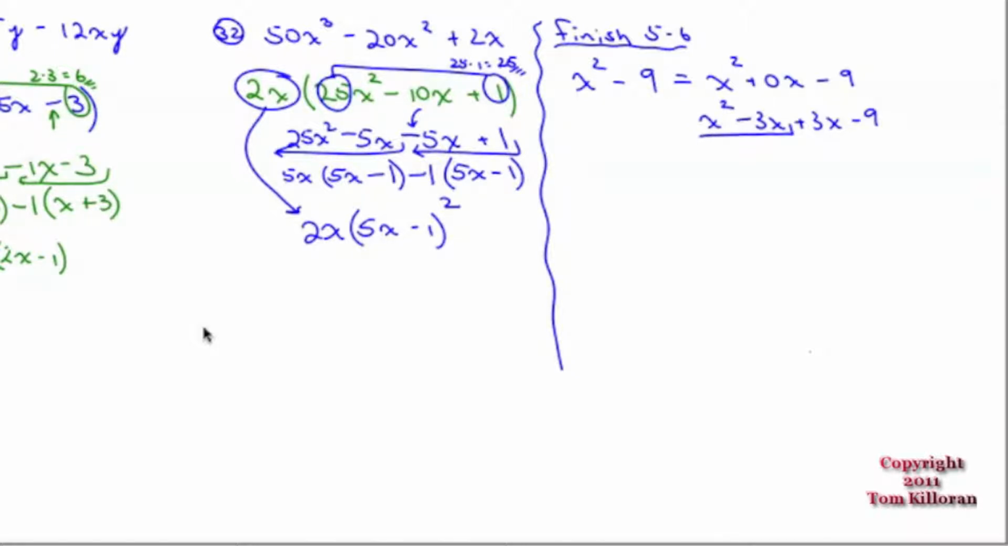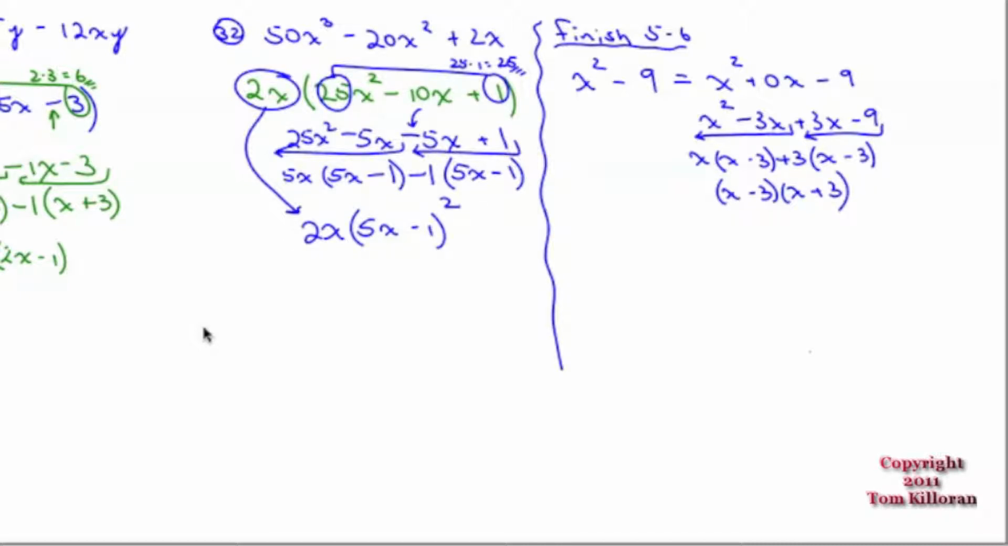GCF of the first two. Left behind? GCF of the second two. Positive 3, left behind? x minus 3. And then when we yank it out, it becomes x minus 3 and x plus 3.